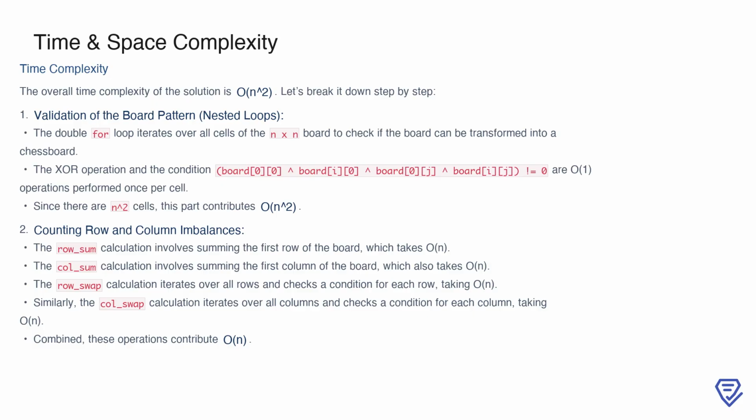Next, we calculate row and column imbalances. Summing the first row or the first column individually takes n time for each, and both row and column swaps involve iterating through all rows and columns, respectively, which also costs n. Combining these smaller operations results in an additional n, but the dominant term is still n squared.